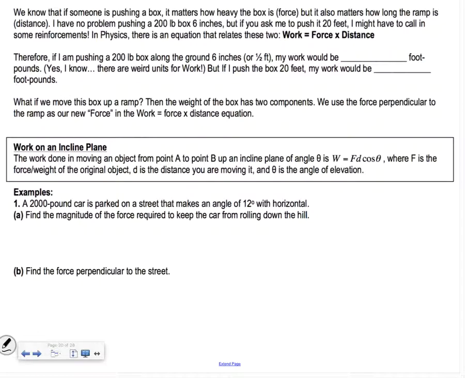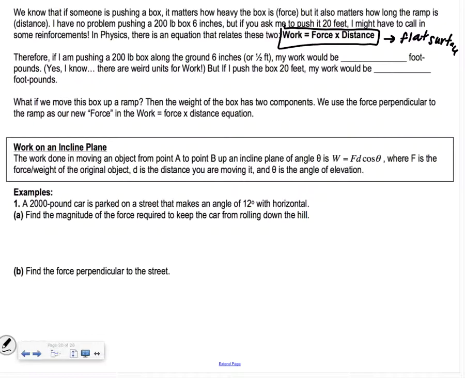Does this make sense? So just kind of nudging it and pushing it for just a second, that doesn't take a lot of work. But if I'm going to push it for a really long distance, really far, do you guys understand that that takes a lot more work? Okay, so there's something related to force, which is called work. Work ends up just being force times distance. But we use this equation when it's a flat surface. So only when we're pushing along the ground, right?